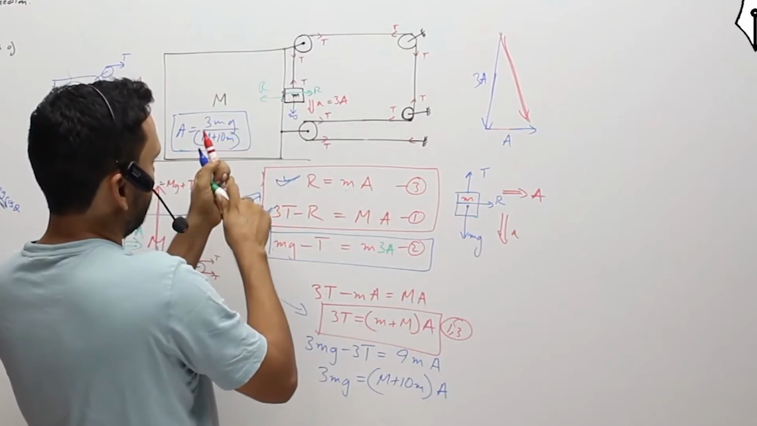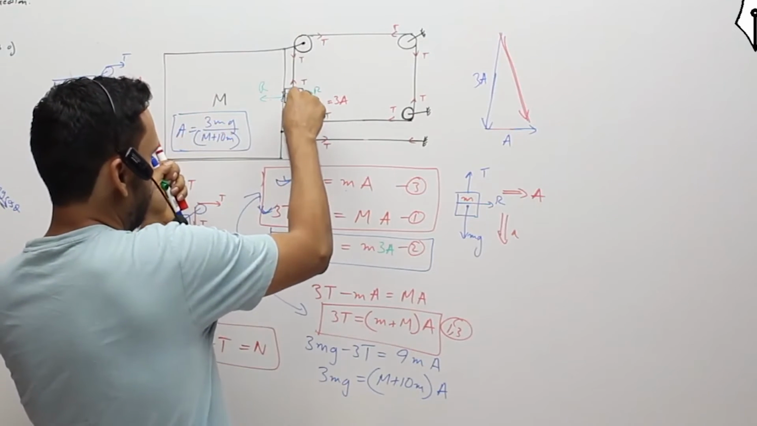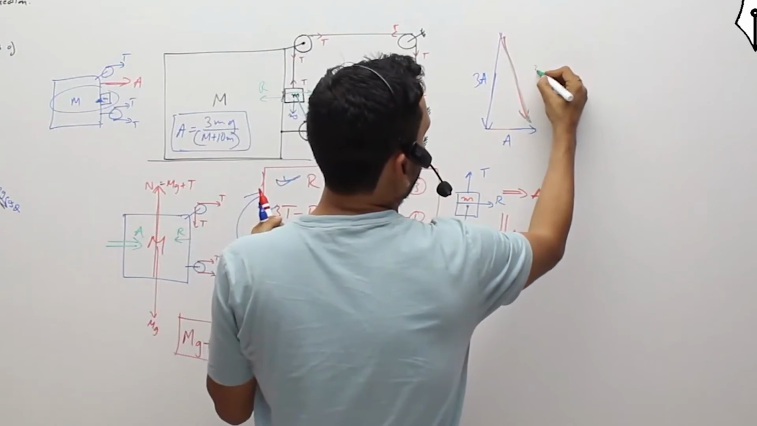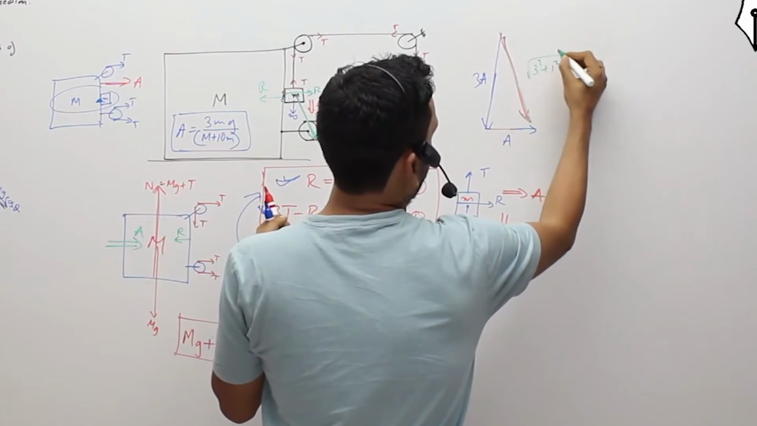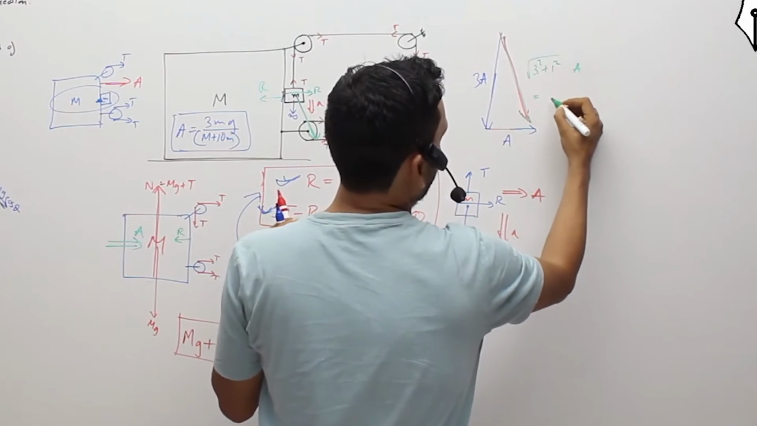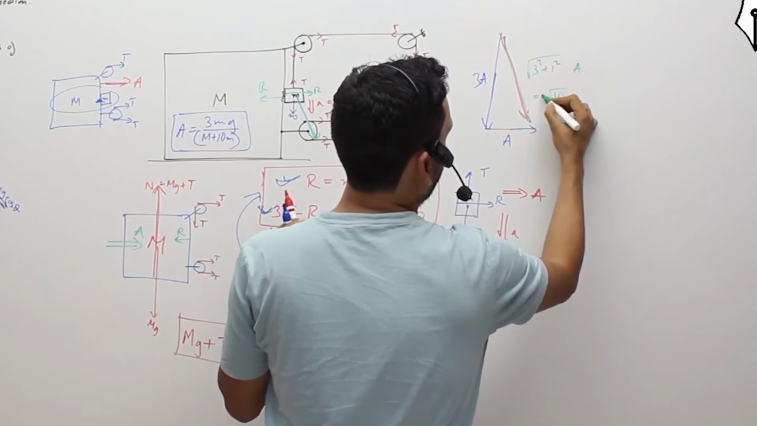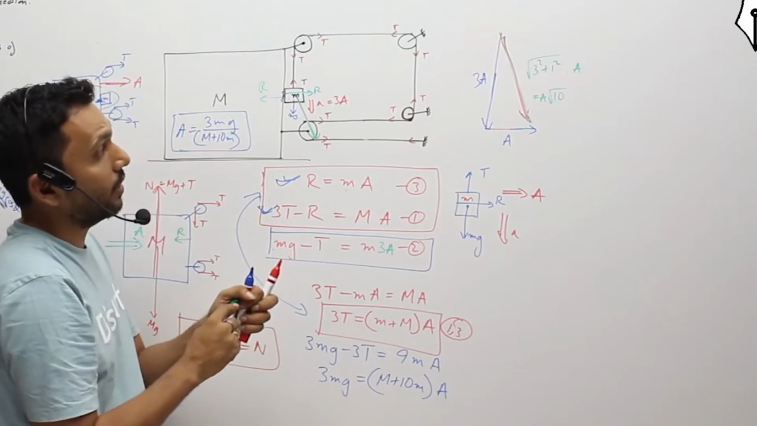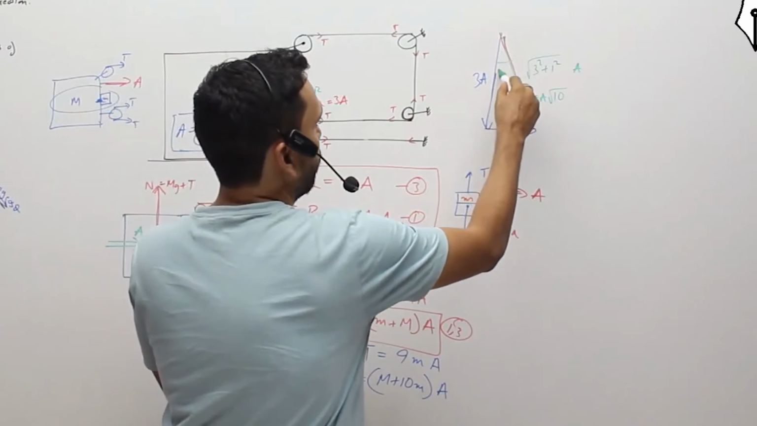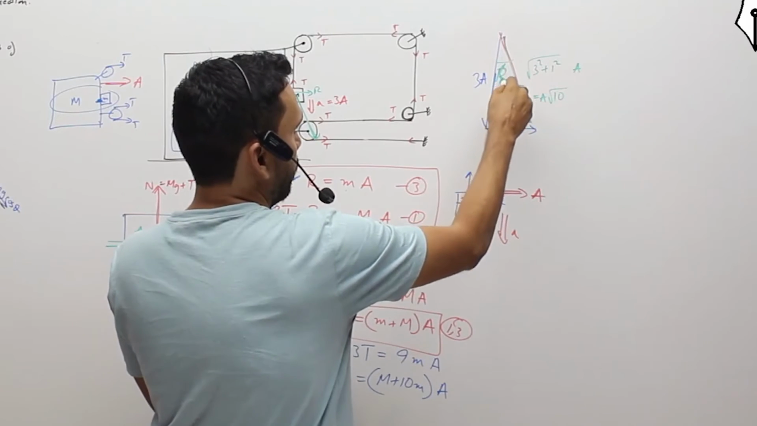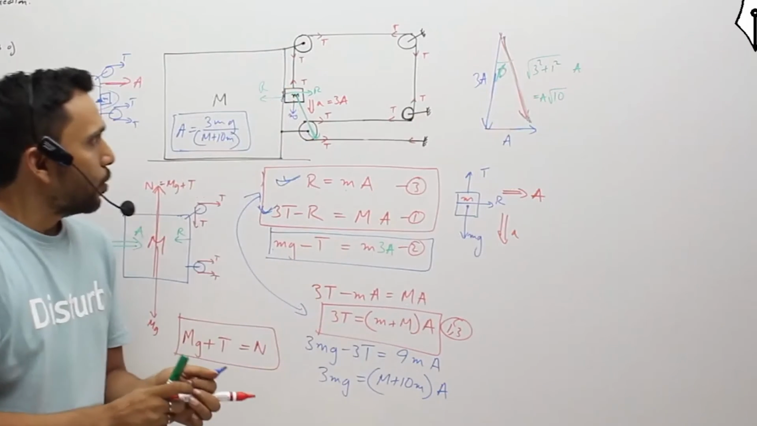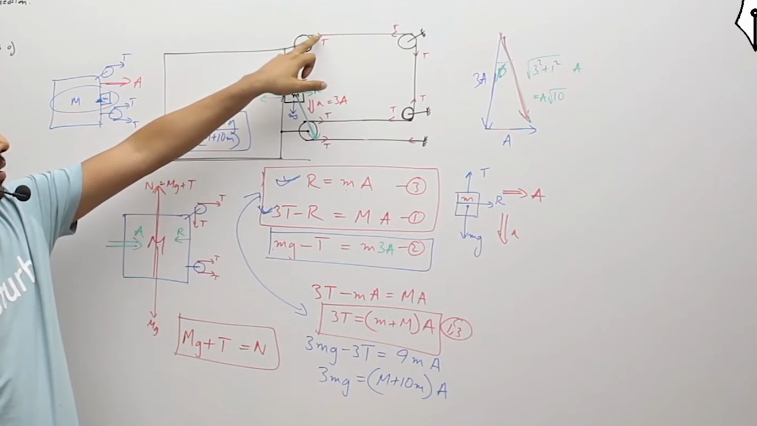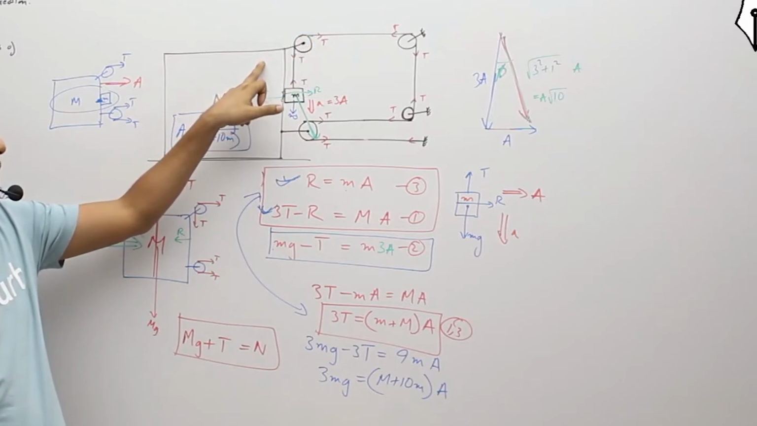So you have a net acceleration of this going in this direction. This will be given by the square root of 3 square plus 1 square times a, which is root 10 a, where a is this value, and in that direction. If you want to know the angle also with the vertical, you can write tan phi is equal to 1 by 3. So what's the important thing over here?